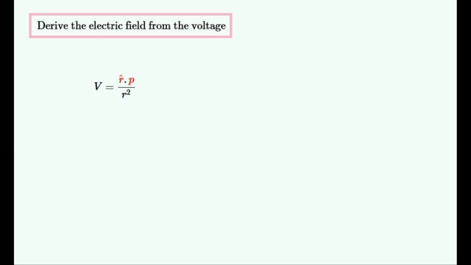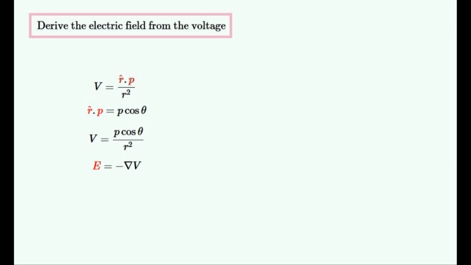And here's a method of finding the electric field in spherical coordinates. The vector dot product is equal to this trigonometric identity, where p is the scalar magnitude of the dipole moment, and theta is the angle between the two vectors. So substituting the second equation into the first gives us this equation for V in spherical coordinates, which is independent of the second angle phi.